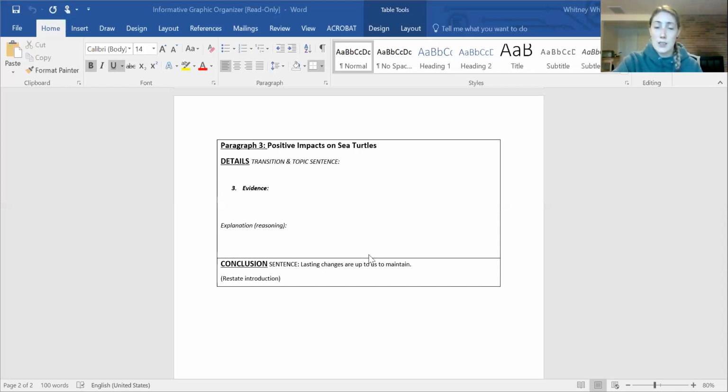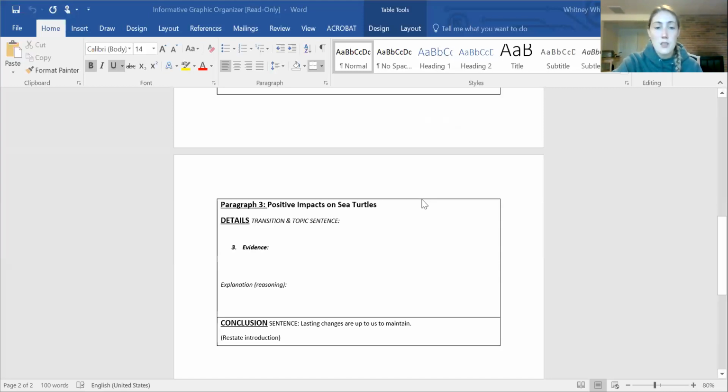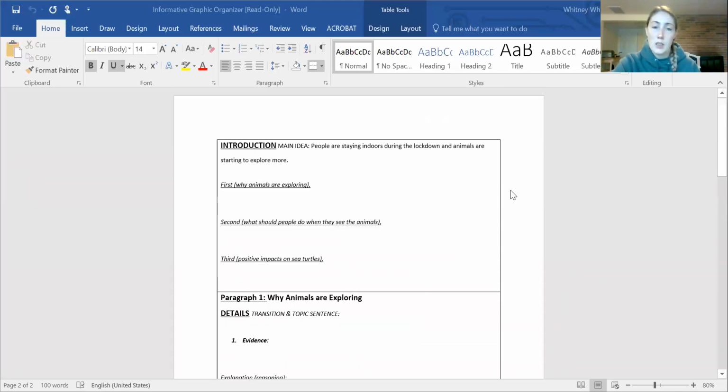So after you read this article, like I said, it's going to give a lot of information about how animals have been more out and about since the whole shutdown has happened. And this piece is going to give your reader a lot more detailed information about what is happening out there. So if this is something you want to do, this graphic organizer gives a really detailed step-by-step of what you should include in each section. And this has to do obviously with the article that you're going to be reading. So a lot, if not all, of your information is going to be from that article.